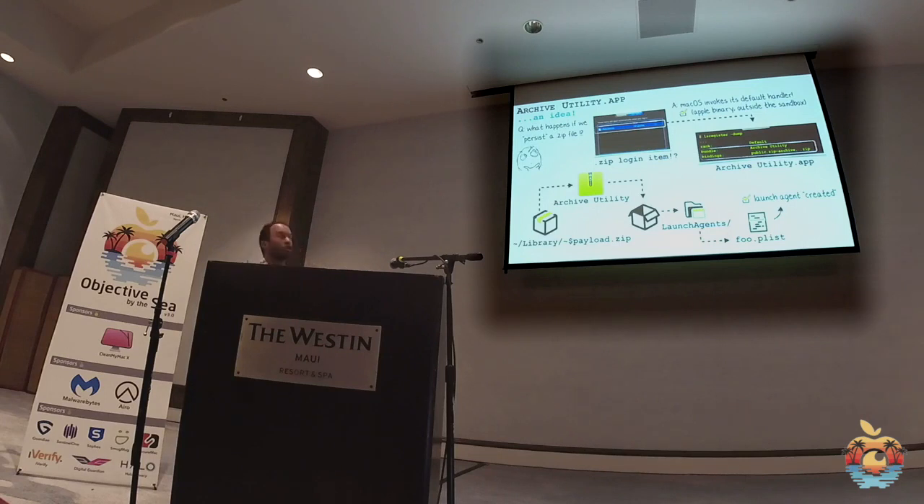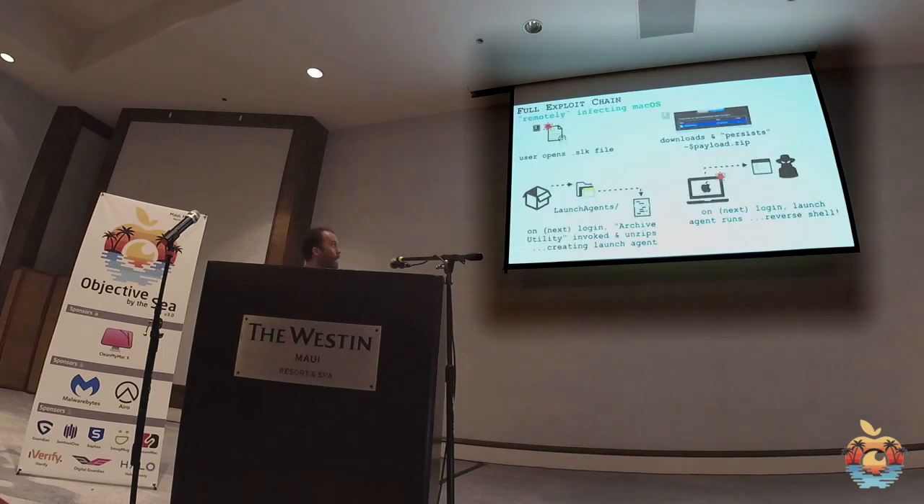Then when the user logs in, macOS will be like, yeah, you persisted a zip file. I know exactly what to do. You probably want to unzip that file. If we create that zip file in a special format, so that it has the launch agent directory and then a launch agent plist for us, the Archive Utility will create that launch agent for us. And again, this all works because even though Microsoft Office has this rule to block creating the launch agents, we are now outside the sandbox and Archive Utility is doing the work for us.